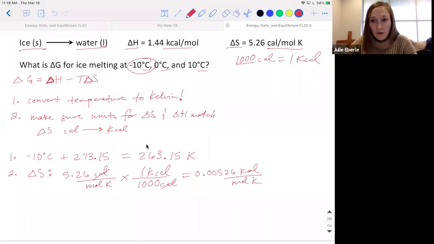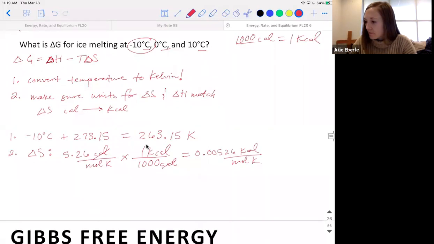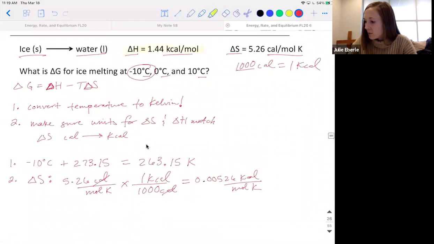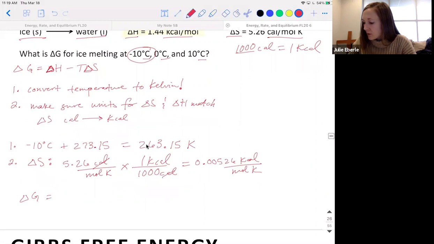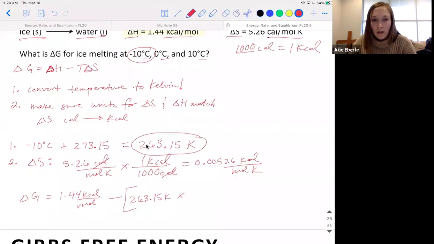Okay, now we're just going to plug it all in the equation. So our delta H, by the way, was right up here, 1.44. We have not converted that, so we're just going to use that number as is. So delta G is going to be equal to 1.44 kcal per mole. There's our delta H, and then it's minus T delta S. And remember, I like to put all this in brackets, so our temperature is right here, 263.15 K, and we're going to multiply this by our delta S, which is the 0.00526 kcal mole Kelvin on bottom.